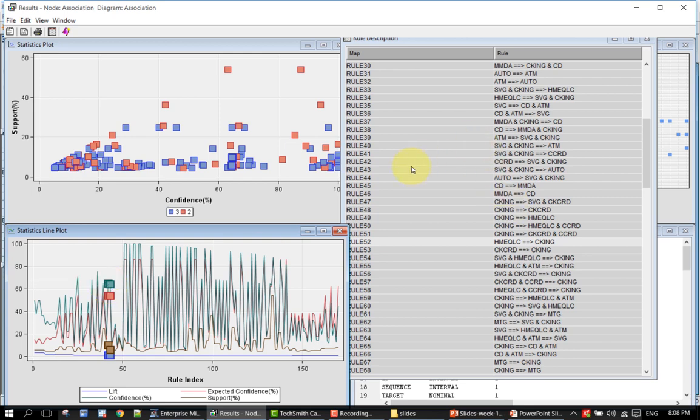Rule 43 is a bundle. That's great. So rule 43: if savings account and checking account, then auto loan has a confidence of 64%, which means of those customers who have at least checking and savings accounts, close to one third of them also will have an auto loan.